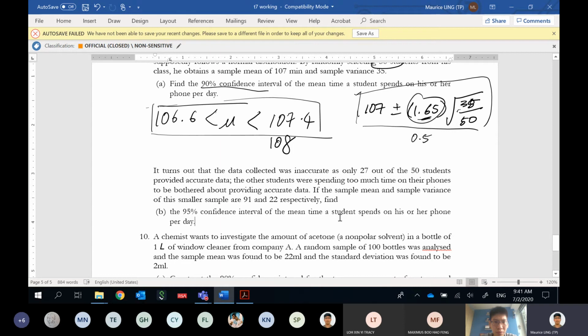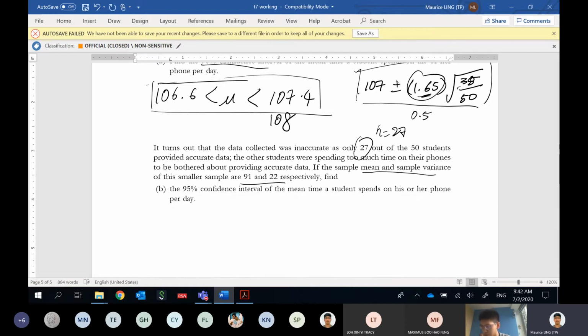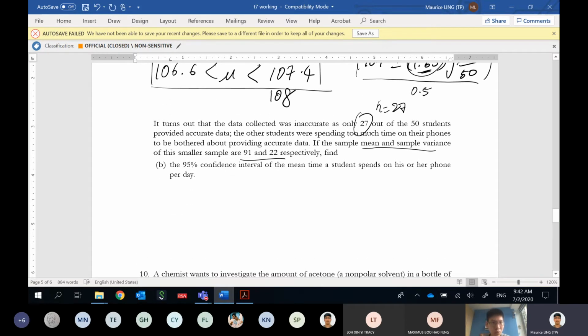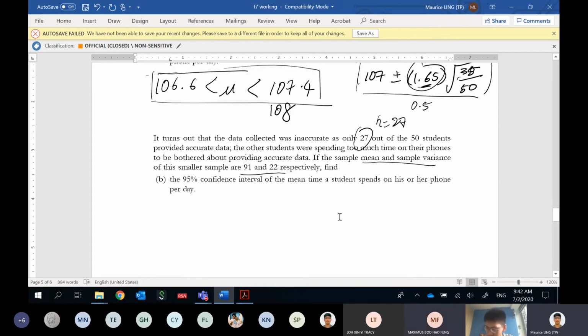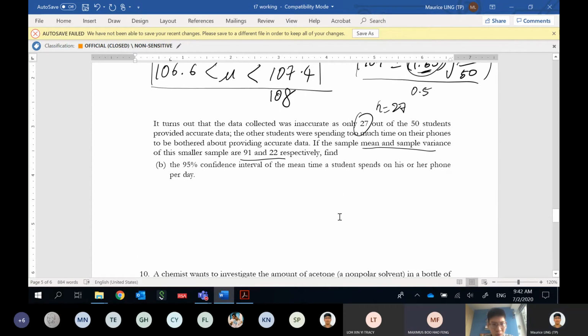Okay, so how do you construct a 95% confidence interval now, given that the sample mean and variance are 91 and 22? So the n now becomes 27. So what will be your answer, Maximus? 89.144 less than mu less than 92.856. 92.85, right? Yes. So this you got it right already.